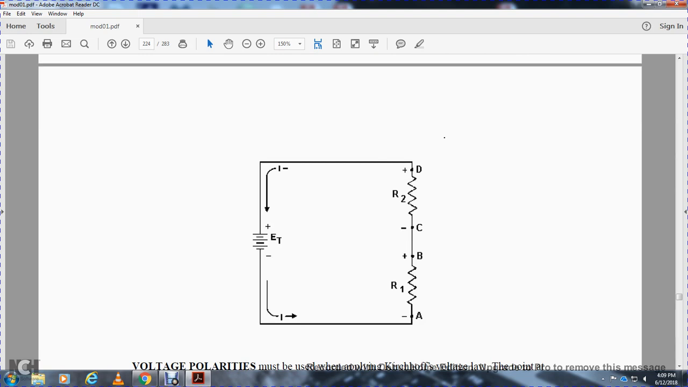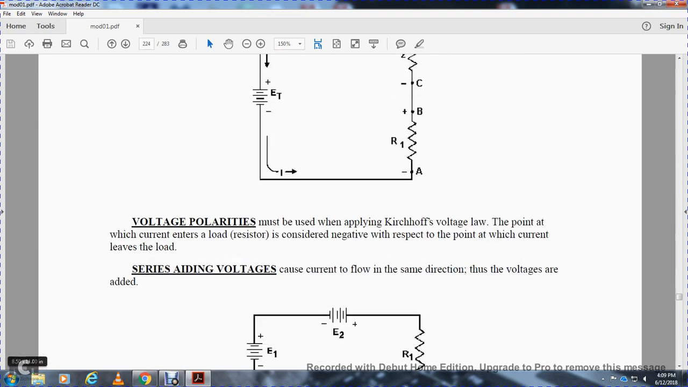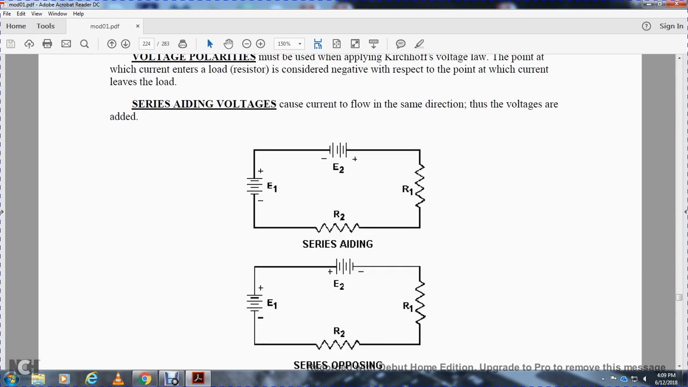voltage, resistor 1, resistor 2. Voltage polarities must be assigned when applying Kirchhoff's voltage law: the point at which the current enters the load resistor is considered negative with respect to the point where the current leaves the load. Series aiding voltages cause current to flow in the same direction, so the voltages are added. Voltages E1 and E2, resistor 1 and resistor 2, series aiding.